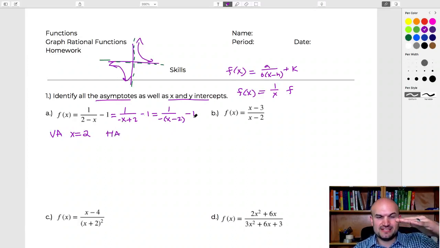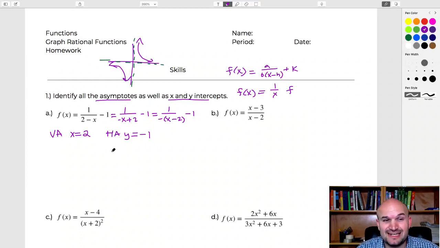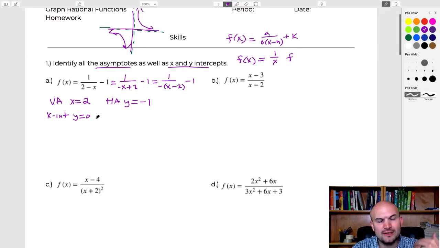So if the graph is now being shifted down 1, my horizontal asymptote is going to be at y equals negative 1. The next thing we want to do is identify the x and the y intercepts. Just a rule of thumb, we'll work on the tricks as we get to this. The x-intercept is, remember, when y is equal to 0. For right now, the best thing we can do is just replace y with 0.